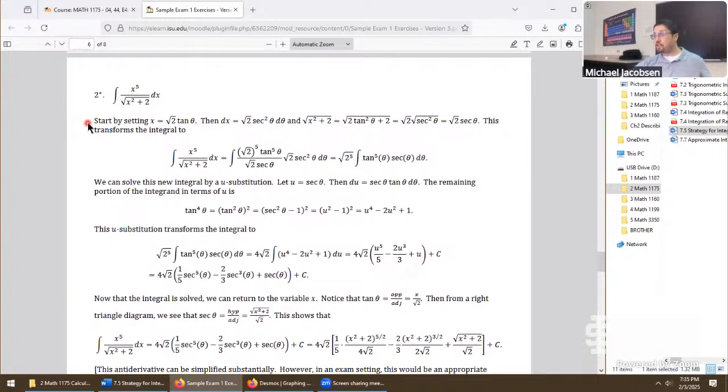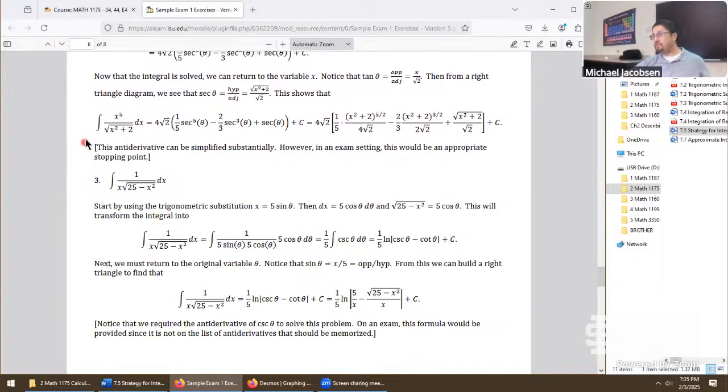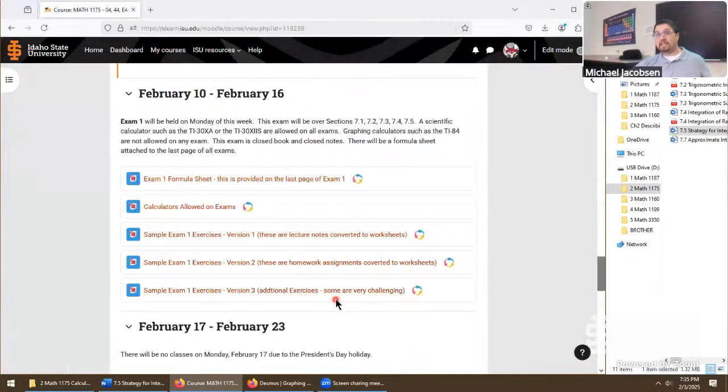You start off by doing the trig substitution, then you have to do a U substitution, then you have to undo it all. It's an interesting practice. But again, these would not make it to a real exam setting. They're just a little too long, sometimes too technical, but great for studying.